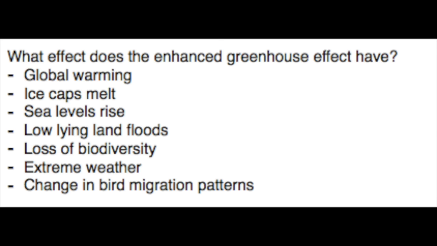We also are seeing a knock-on effect with extreme weather, huge storms, typhoons, etc. This is all a result of enhanced greenhouse effect and global warming. There's a change in bird migration patterns because it's getting warmer throughout the year, so they're confused as to what month it is, because obviously they don't know the month, they just base their migration on the temperature. So we see a real change in bird migration patterns.